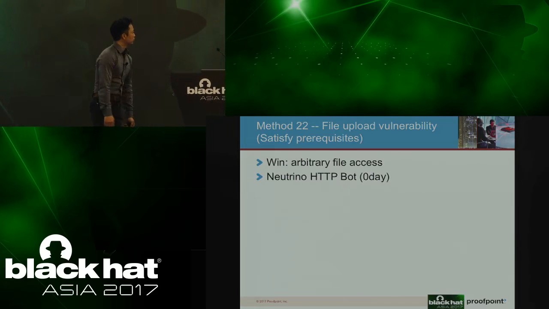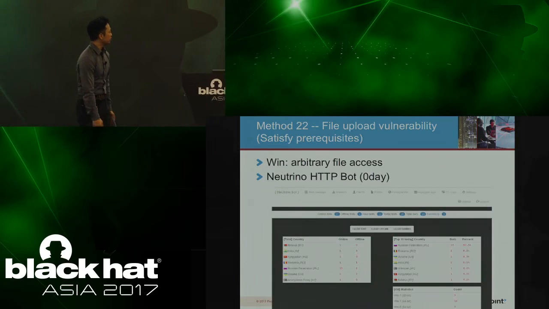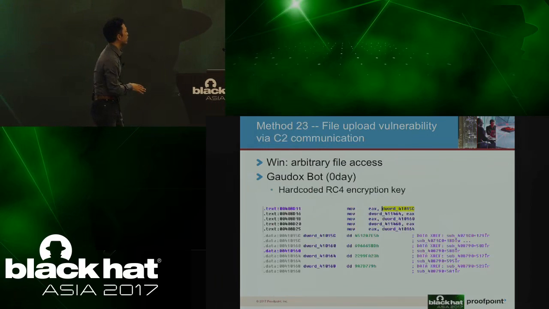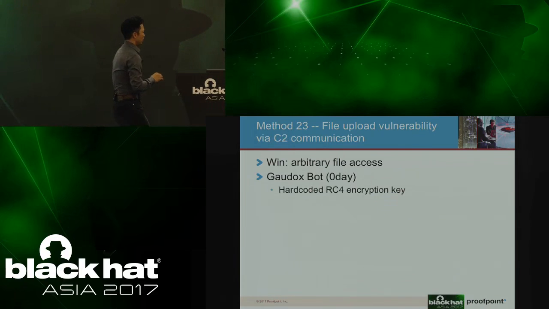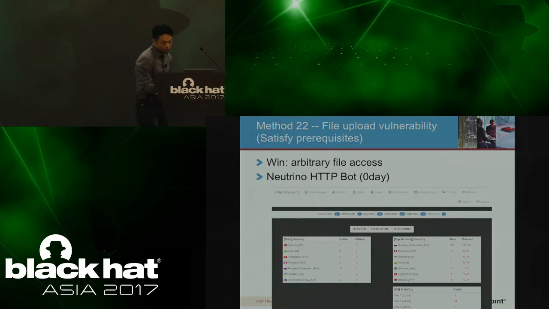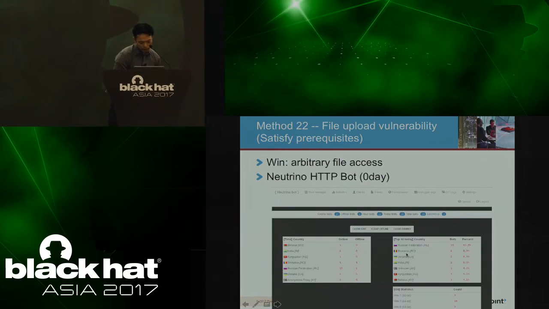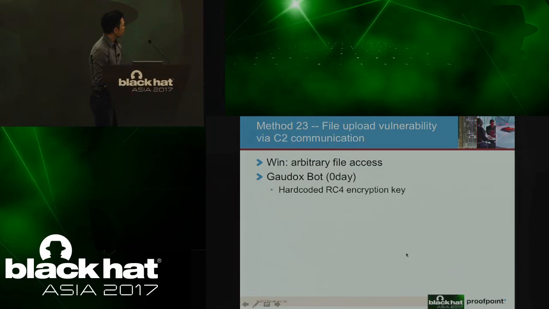example too, Neutrino HTTP bot. This group, this is their control panel. And they had arbitrary, let me see. Okay, this is restricted. All right, skip.